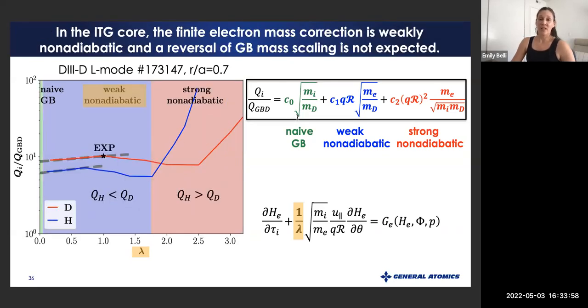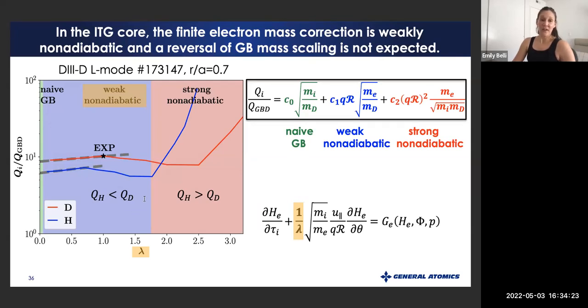In contrast, in the core, the finite electron mass corrections are weak as Q is low and the driving gradients are small. Here, the non-adiabatic contribution is dominated by the weak term, and despite the small correction to the naive gyroBohm limit, the fluxes are relatively low, and it is still observed that the ion flux increases with increasing ion mass, such that QH is less than QD.